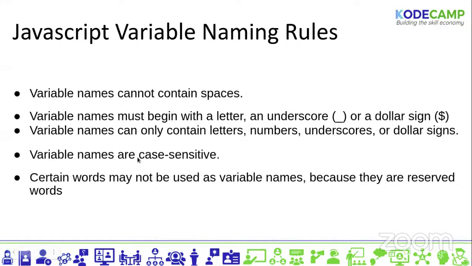Then variable names are case sensitive, which means if you declare a variable with lowercase letters, you can't reference that variable using uppercase letters. I'll show you how that works. Then certain words may not be used as variable names because they are reserved words. I mentioned something about reserved words. If you use a variable name that is a reserved word, then you have a problem. Your variable won't be assigned. It would actually show you an error. So I hope you understand this.